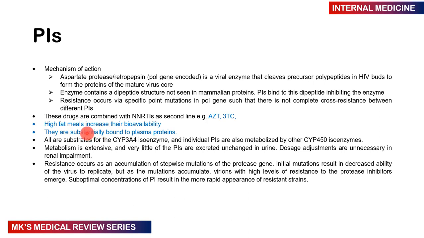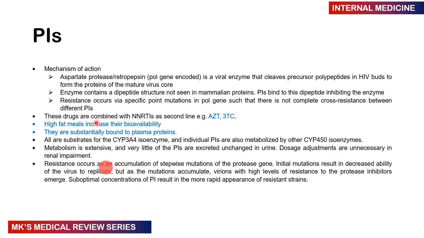They should be taken with high-fat meals to increase their bioavailability. They are substantially bound to plasma proteins, and are all substrates for the cytochrome P450 3A4 isoenzymes, and individual protease inhibitors are also metabolized by other cytochrome P450 isoenzymes. Metabolism is quite extensive, and very little of the PI is excreted unchanged in the urine. So the dosage of these drugs is not affected when a patient has renal impairment; you can still give these drugs.